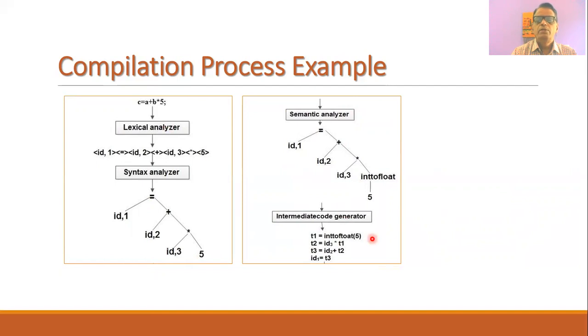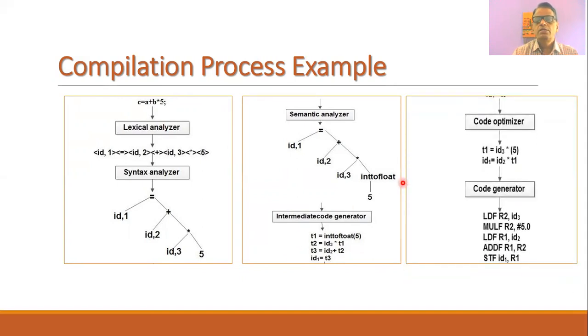At the output of the intermediate code generator, we can have a code something like this. T1 is equal to into float 5, where T1 is the temporary variable that is created by the compiler. T2 is equal to id3 into T1. T3 is equal to id2 plus T2. id1 is equal to T3. So T1, T2, T3 are the temporary variables that are created by the compiler. One can easily observe that when we write a single line statement, C is equal to A plus B into 5, then at the output of the intermediate code generator, we will get a 4-line code as shown here.